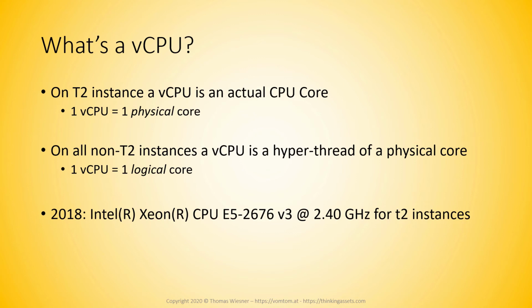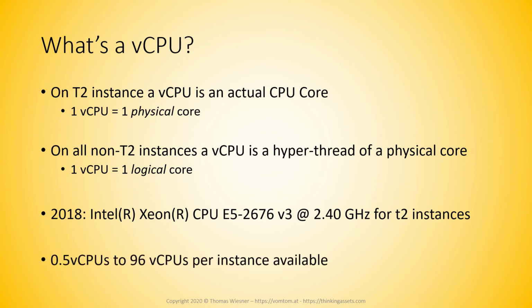But there are other instances, memory optimized instances. If you need them, then you have to keep this in mind. The range is from 0.5 vCPUs to 96 vCPUs per instance, and I think that's a pretty large range. So if you have very high CPU requirements, then AWS can certainly accommodate this.